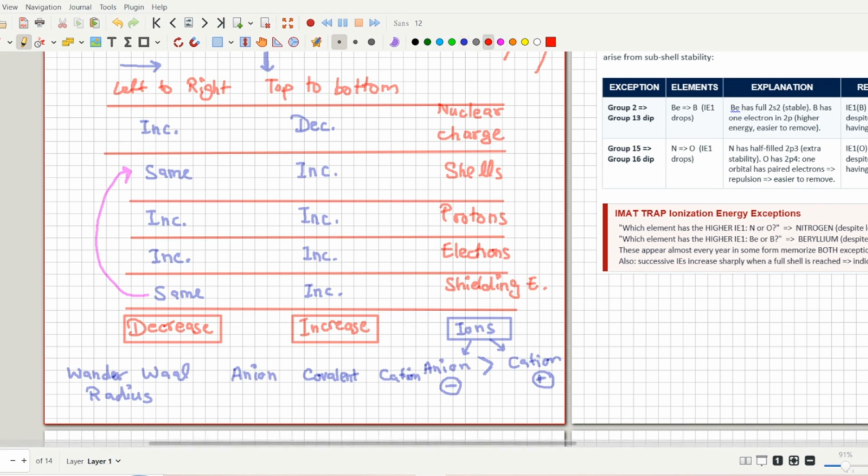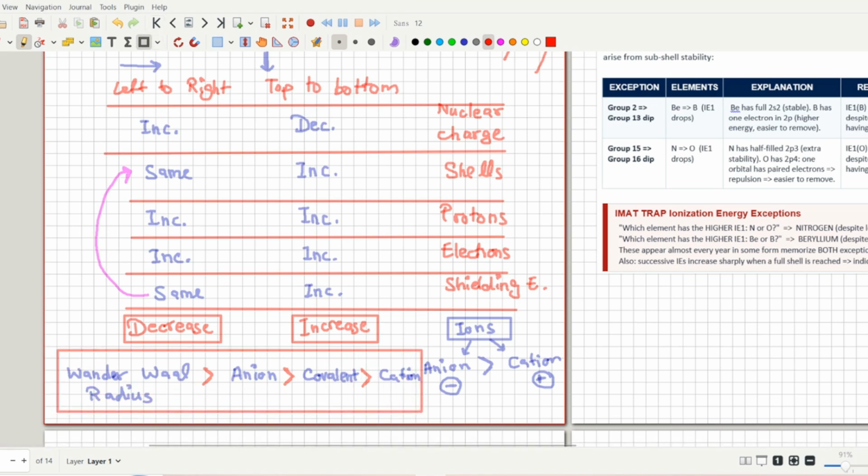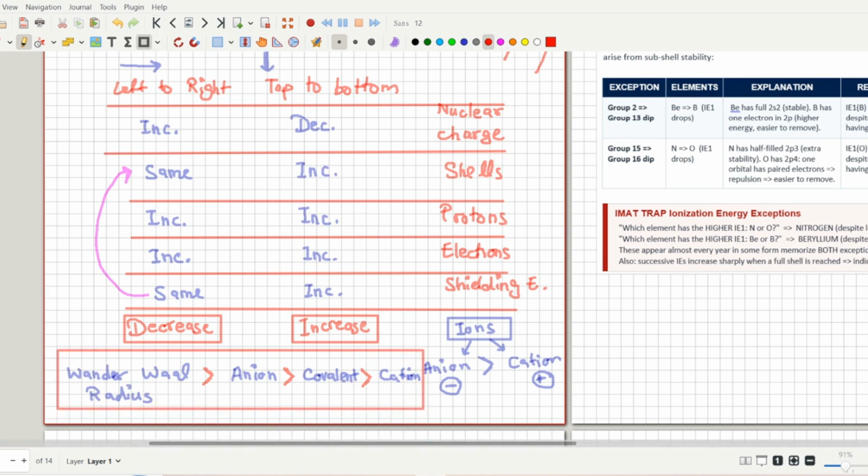So that's the whole comparison. Van der Waals has the largest size, then anion, then covalent radius, and then cationic radius. So let's close it down in a box like this. Van der Waals radius is highest, then anion, then covalent radius, and then the smallest one is the cationic radius. So these were the concepts that you had to memorize for your IMAT exam for atomic radius. The atomic radius concept is complete. You are good to go for the next topic.